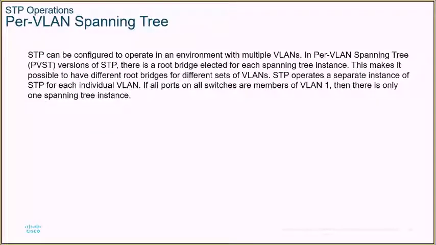So STP can be configured to operate in an environment with multiple VLANs. And in per VLAN spanning tree, PVST, there is a root bridge elected for each spanning tree instance. This makes it possible to have different root bridges for different sets of VLANs. STP operates in separate instances of STP in each individual VLAN. If all ports on all switches are members of VLAN 1, there is only one spanning tree instance. But you can actually manage traffic a little better if you have multiple spanning tree instances running for the different VLANs, and so that's why they do it.